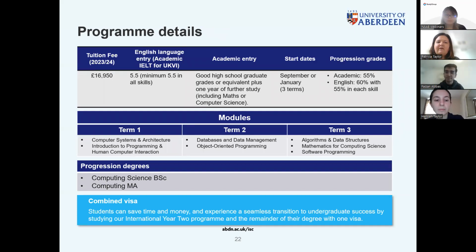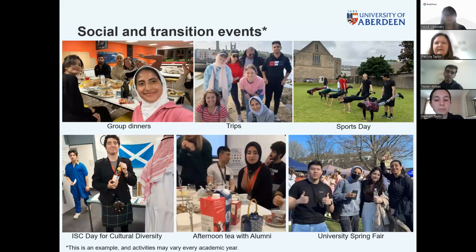The program details of this will enable you to move on to either computing sciences, a Bachelor of Science, or a Master of Arts computing. So there are a number of opportunities that you can move on to. If we move to the next slide, actually, because we're going to talk a little bit about that when we come back to it, as well as obviously supporting you with your progress, we also make sure that you have some fun. So we offer you a number of social events and also transition events with the university.